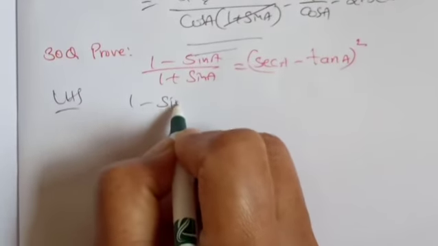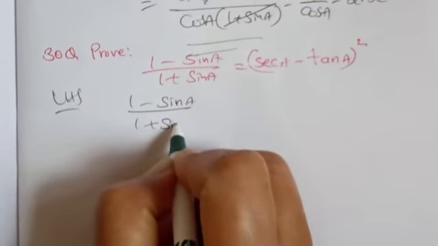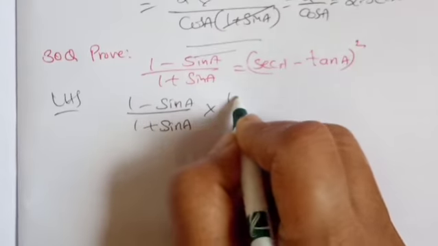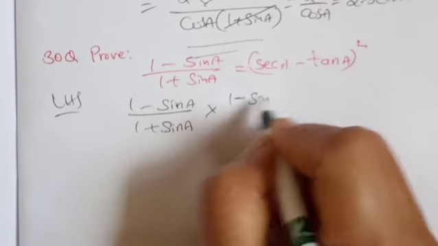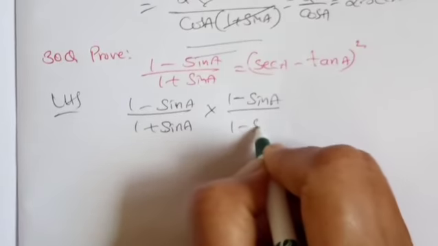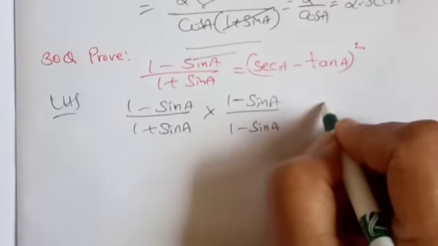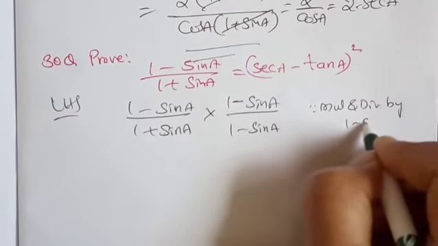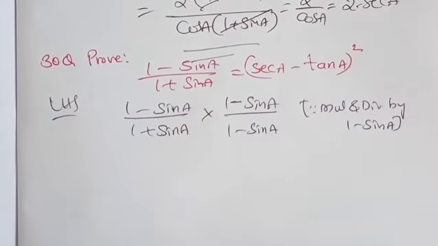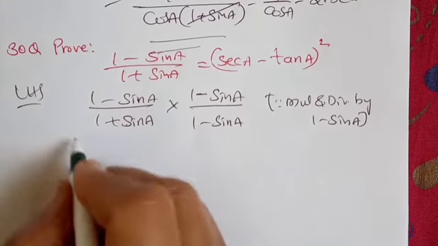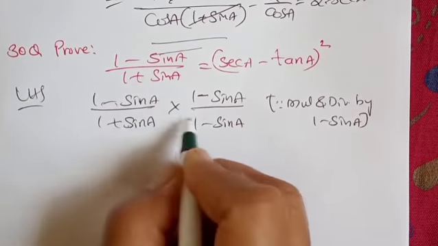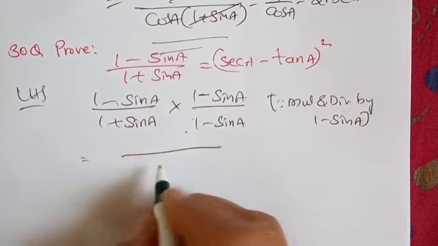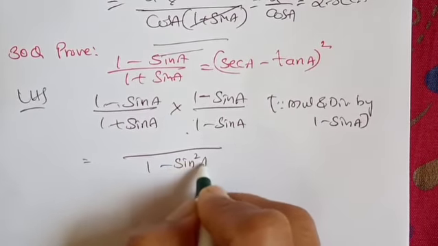1 minus sin A by 1 plus sin A. Here just multiply and divide by the opposite sign, conjugate as we say in irrational numbers: 1 minus sin A by 1 minus sin A. Just write that you are multiplying and dividing by 1 minus sin A. Don't forget to write what you are doing and what you are applying. So now this will be taken, LCM, so LCM is what? A plus B, A minus B. Here it becomes 1 minus sin square A.